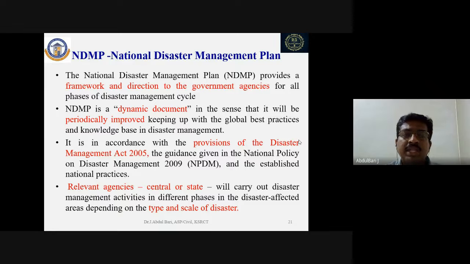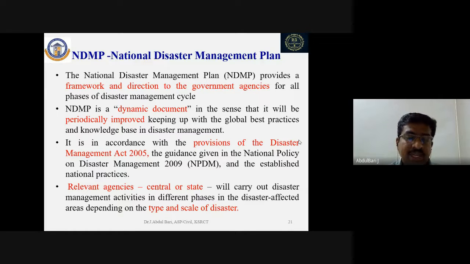The NDMP is a dynamic document in the sense that it will be periodically improved, keeping up with global best practices and knowledge bases in disaster management. And in accordance with the provisions of the Disaster Management Act 2005, the guidance given in the national policies on the disaster management plan establishes the national practices.